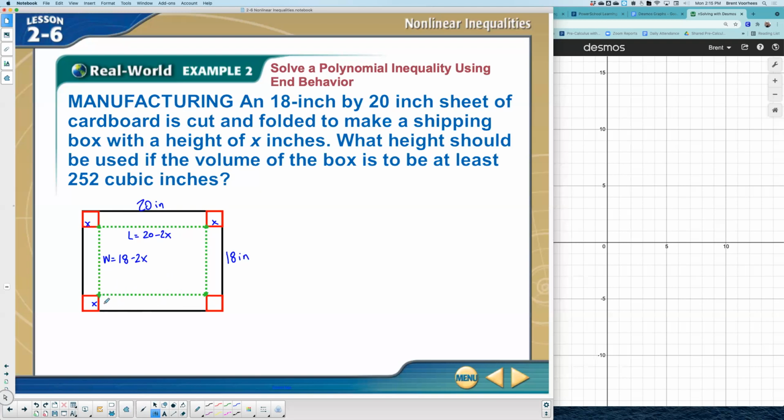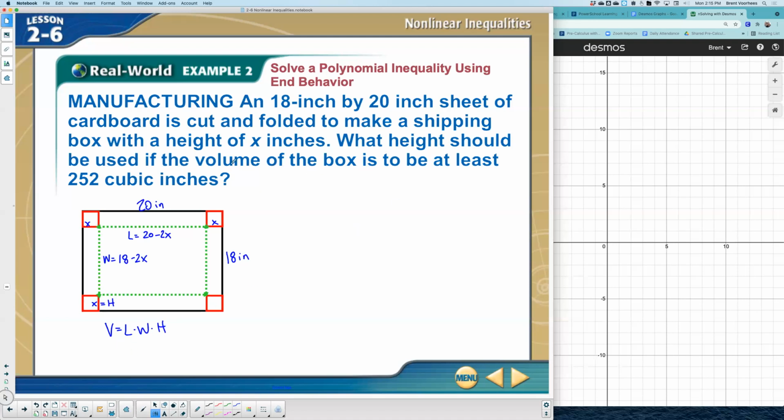This would represent the height. What does the height measure as? x. So this actually equals our height. What's the formula for volume? Length times width times height. So we could plug in and solve this problem.